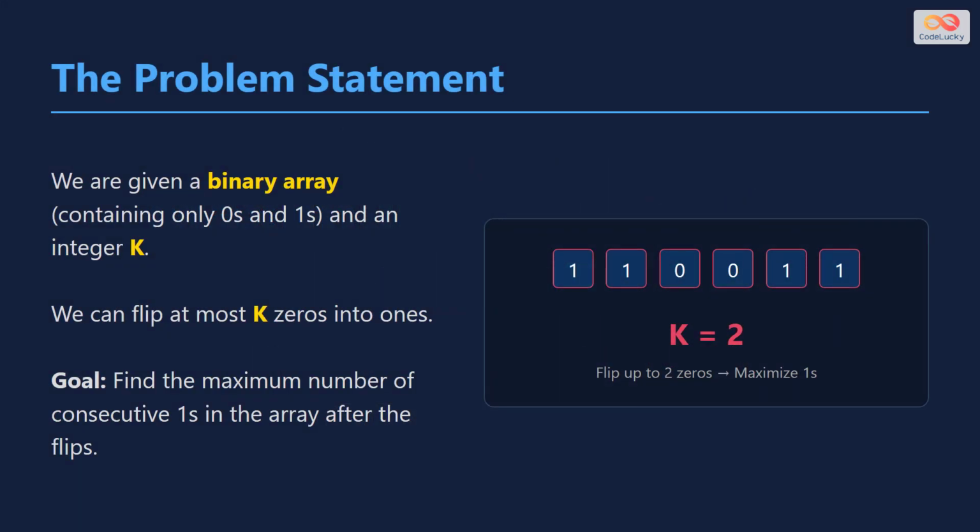Here is the problem. You are given a binary array consisting of only zeros and ones, and an integer k. You are allowed to flip at most k zeros into ones. Your task is to find the maximum number of consecutive ones in the array after performing these flips.